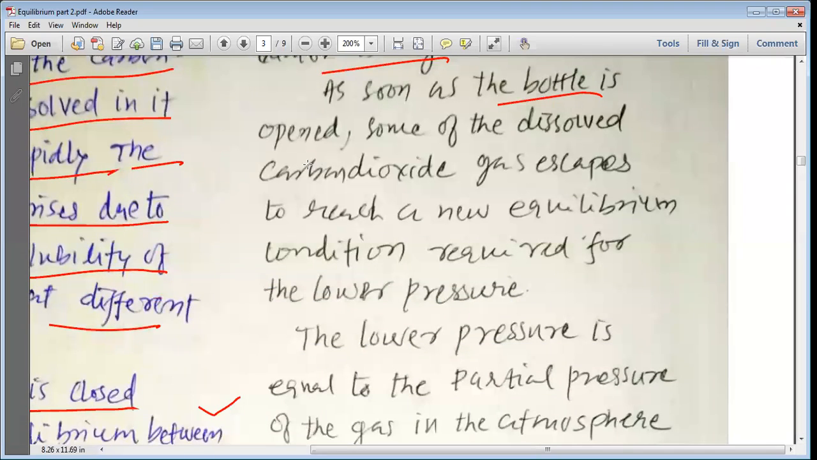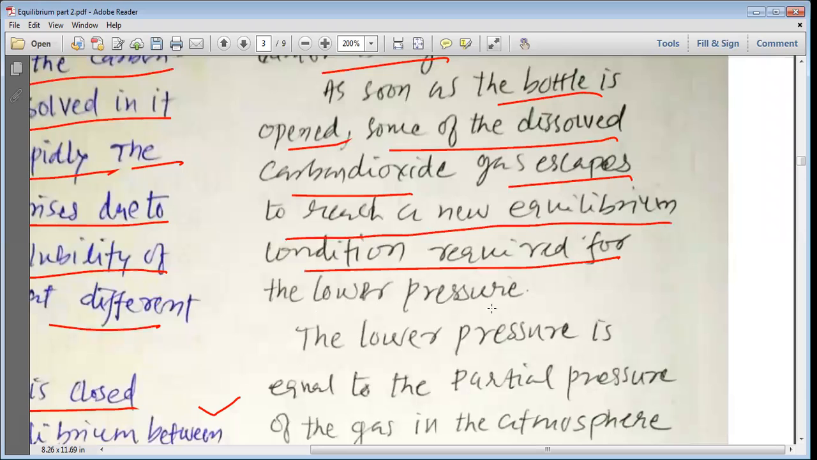As soon as the bottle is opened, some of the dissolved carbon dioxide gas escapes to reach a new equilibrium condition required for the lower pressure. So initially, if there is an equilibrium between the carbon dioxide gas and carbon dioxide dissolved into the solution, then when we open the bottle, the equilibrium disturbs, and then again there will be an equilibrium established between the carbon dioxide that is dissolved in water and it is available into the atmosphere.